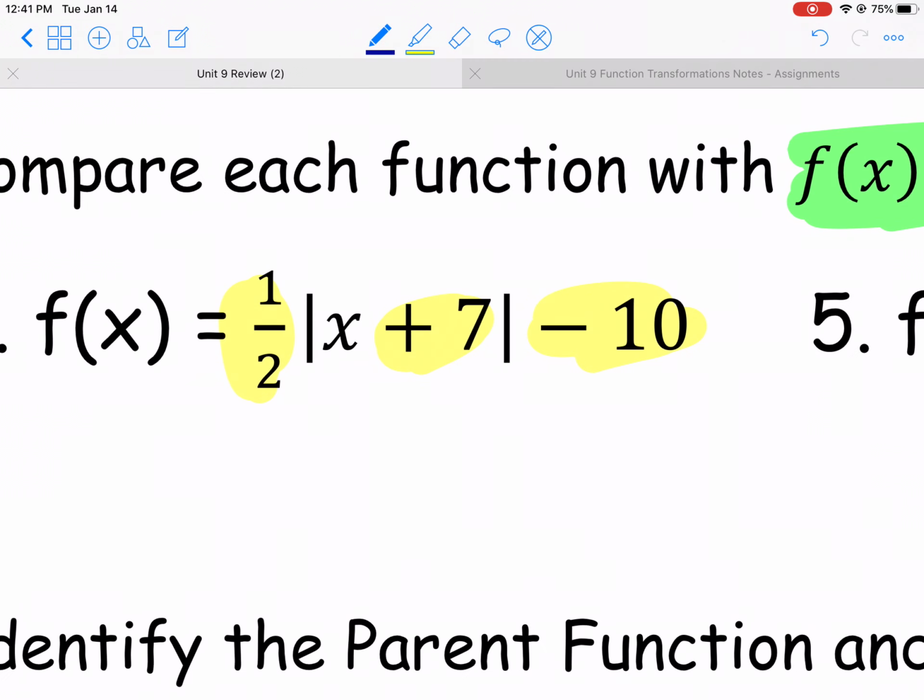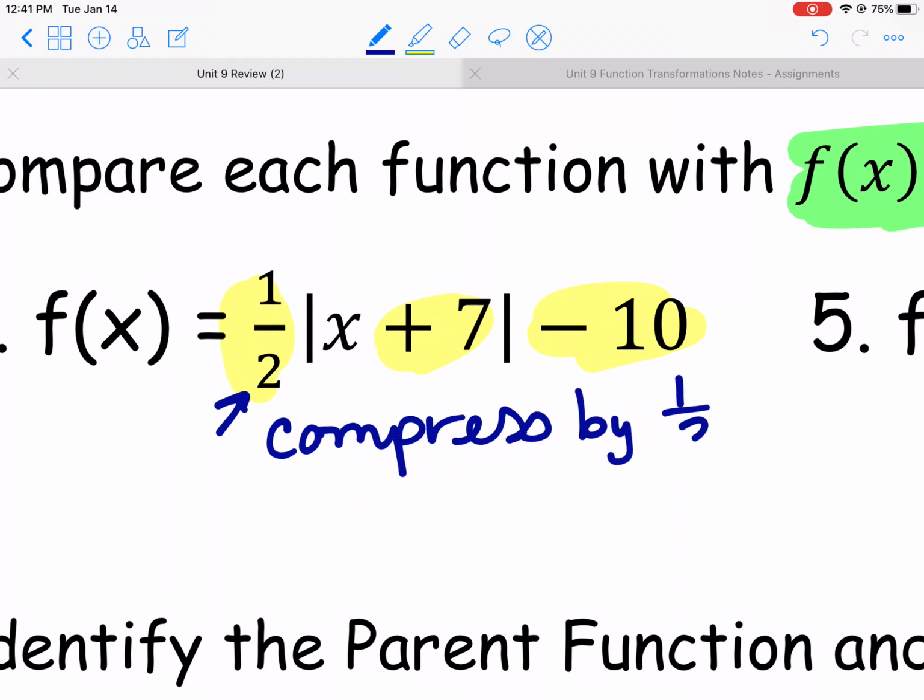So this one is telling us the 1/2 is saying compress by a factor of 1/2. This +7 inside the function is saying left 7. And the -10 outside is telling us to shift down 10.